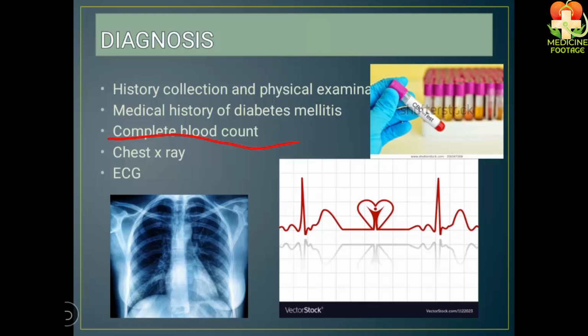After that, we perform a CBC, complete blood count. A blood test is conducted. Chest X-ray is taken, and ECG, electrocardiogram, is done. From all these tests, we find out whether they have hypertension or not.